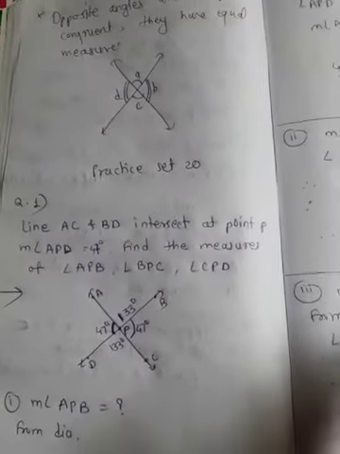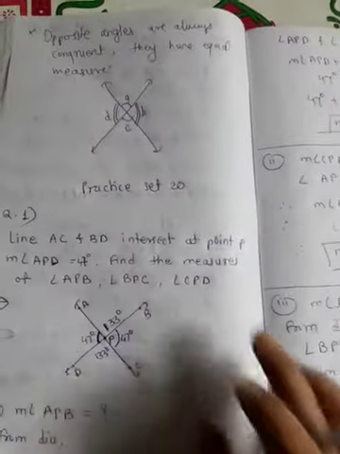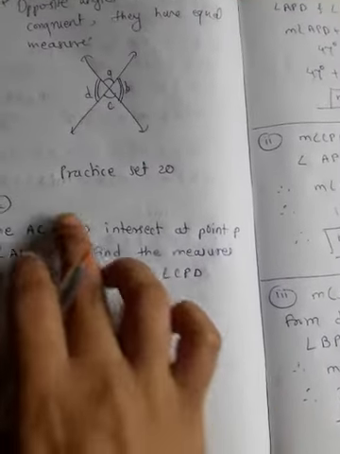So these are simple examples on the basis of vertically opposite angles in practice set 20. So you can do the remaining examples.